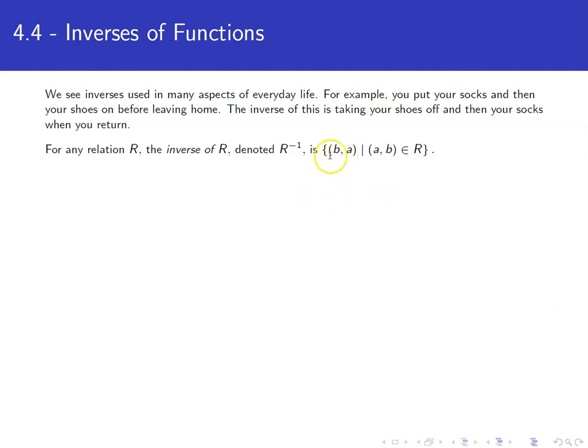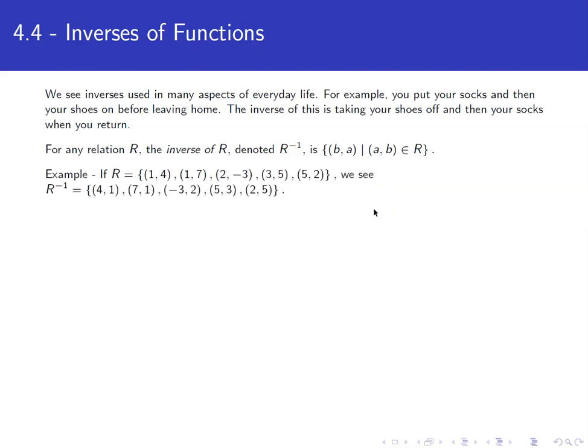If we think of x being input, y being output, the inverse is going to reverse that role, so the y would be the new input, the x would be the new output. So for any ordered pair in the relation, the inverse relation is made up of the ordered pairs that simply flip-flop the x's and the y's.